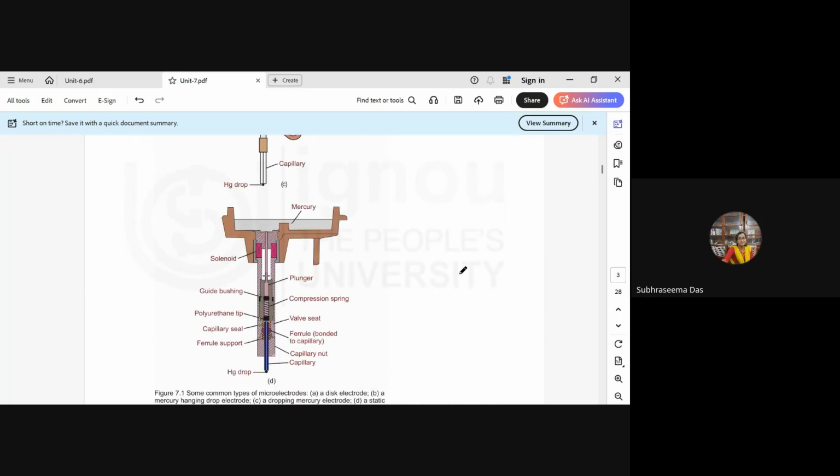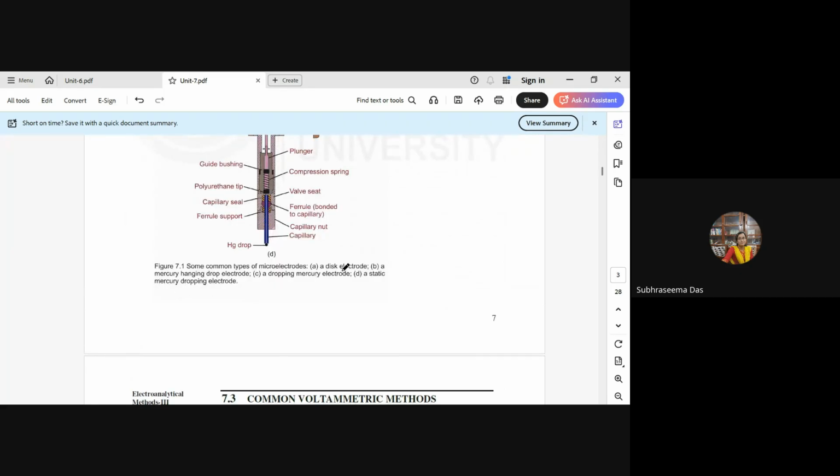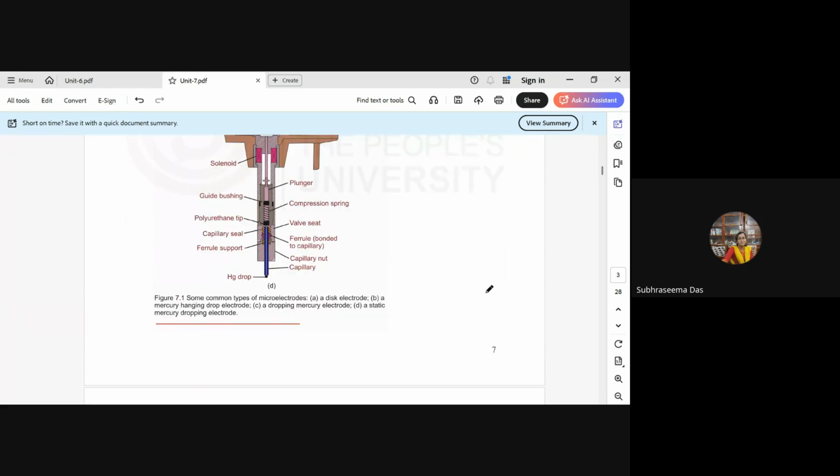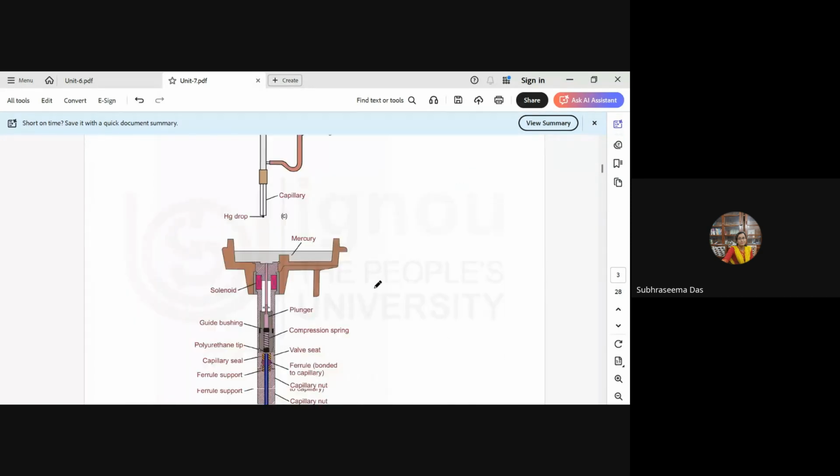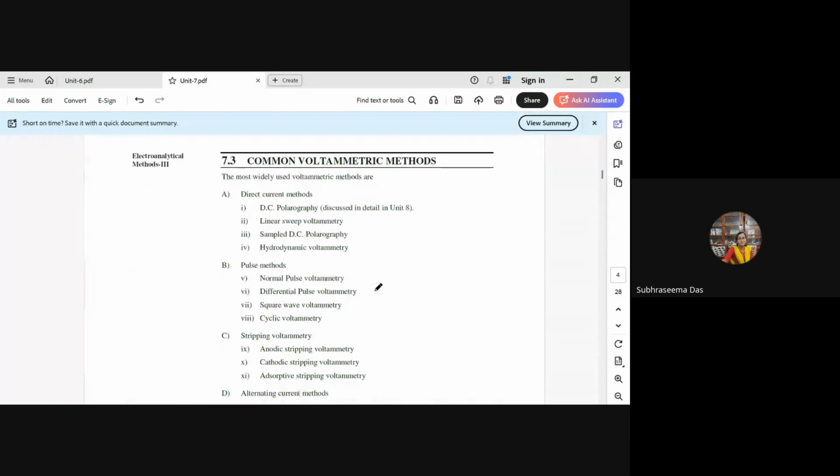So here in figure 7.1, some common types of microelectrodes and how they look have been shown. Then coming to common voltammetric methods.